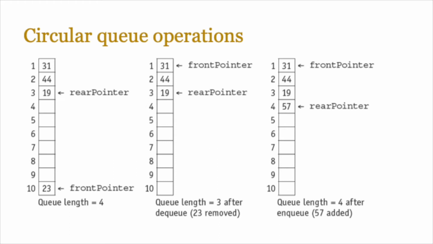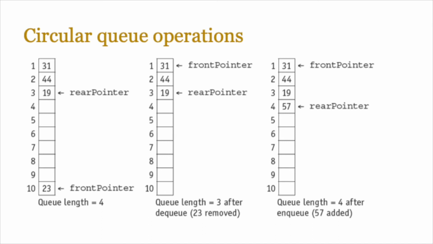So the rear pointer, when it hits 10, goes back to 1 and then keeps going downwards 2, 3, and so on. And that's basically what we mean by a circular queue, that the front pointer will change position when it hits a particular number, and the rear pointer will change position when it hits a particular number, which is the end of the queue.